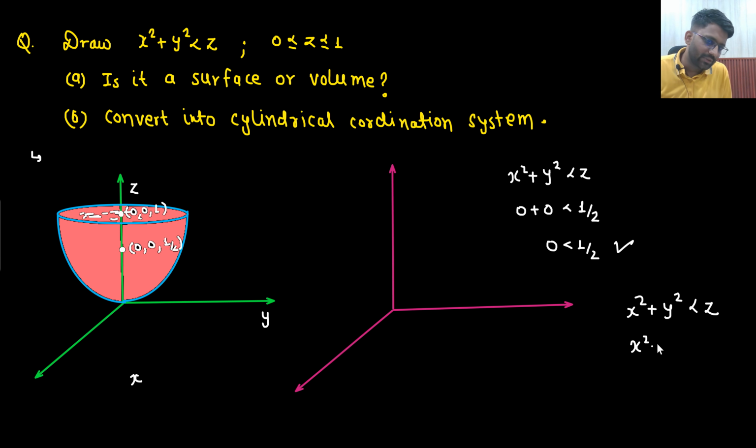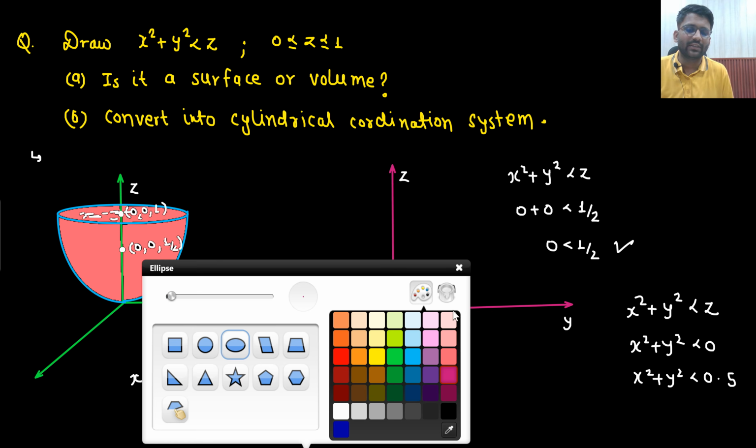So let's take values. First I will take z equals 0. So I need to make x square plus y square less than 0, which will be simply a dot only. Then let's take z equals 0.5. So what I need to make is x square plus y square less than 0.5. Do you know how to make x square plus y square less than 0.5?